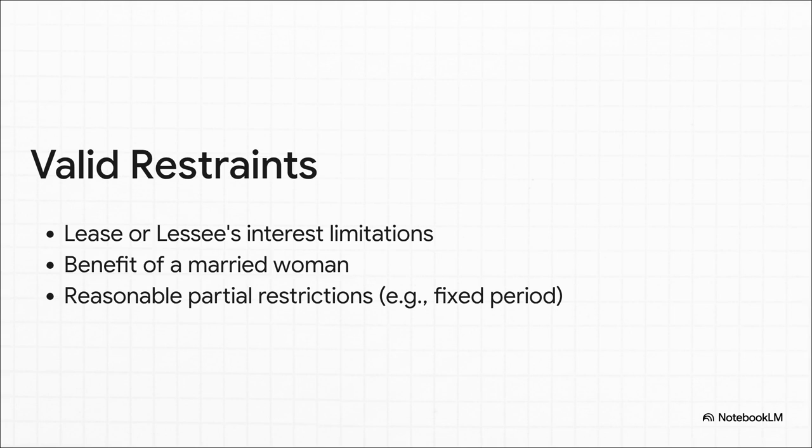Why does the law permit these specific deviations? Well, in a lease, the landlord actually retains ultimate ownership, right? So they need the commercial flexibility to control who exactly occupies their property. For the second point, historically, the law sought to protect vulnerable interests. Ensuring property meant for the maintenance of a married woman couldn't just be alienated away. These exceptions cleverly allow for commercial pragmatism and protection without violating the core principle of property circulation.